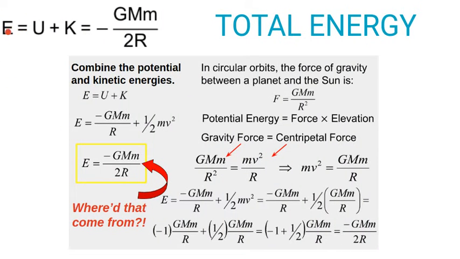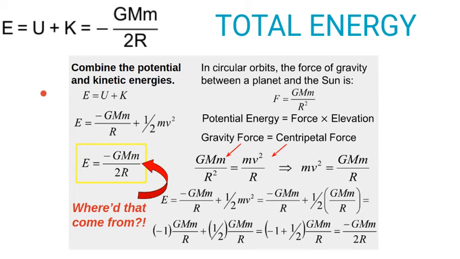So we have the total energy is equal to the sum of the potential energy plus the kinetic energy, or it's equal to this expression here, the product of the gravitational constant times the mass of the center body times the mass of the orbiting body divided by 2 times the radius. Keep in mind that radius in this case would include the radius of the larger body that the orbiting body circles.